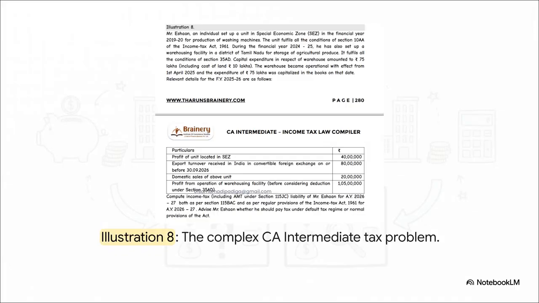Now, I know, at first glance, this Illustration 8 looks like a completely intimidating, dense wall of text just waiting to trip you up, right? It's got all these dates, massive rupee figures, different sections of the Income Tax Act, multiple businesses, all mashed into one giant paragraph. But hey, don't let it overwhelm you. I promise, by the time we wrap up today, we are going to break this whole thing down into incredibly simple logical steps. You're going to see exactly how the mechanics work behind the scenes.